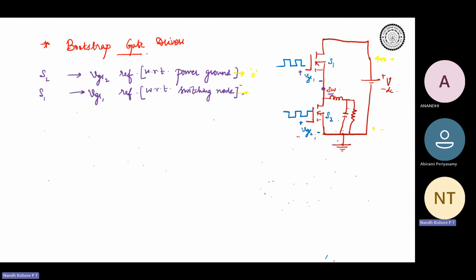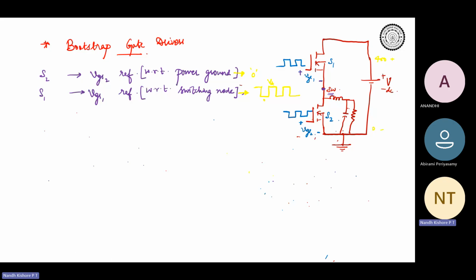But what will be the reference for the switching node? The switching node itself, that's why it's called switching node, is switching between VDC and zero, VDC and zero, right? So the switching node itself is actually bouncing between zero and VDC. You understand the gate pulse for S1, right? When we say VGS1 is more than V threshold, it is with respect to the switching node, and the switching node itself is varying.